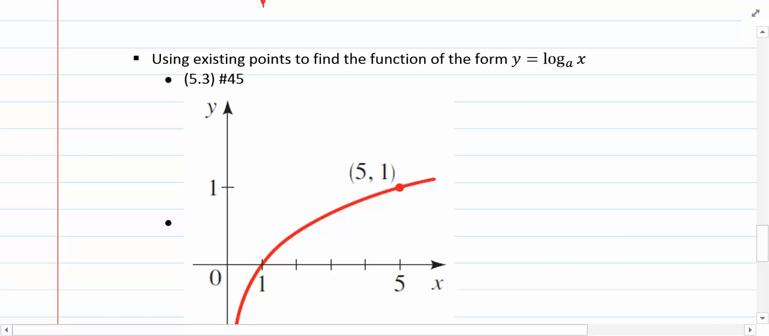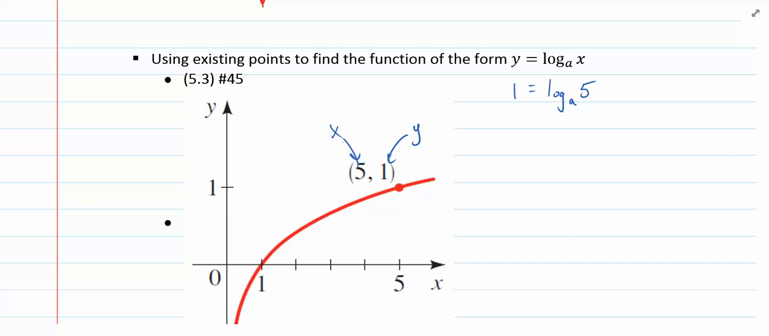So the way we would approach something like this is to remember that a coordinate is comprised of both an x and a y value. And if we think of our standard form of a logarithm that looks like this, we're looking for the number 1, because that's our y value, is equal to the logarithm base a of 5. And to answer this, you could probably figure it out on your own, or you might recognize that this is one of our properties. Let's talk about figuring it out on our own first.